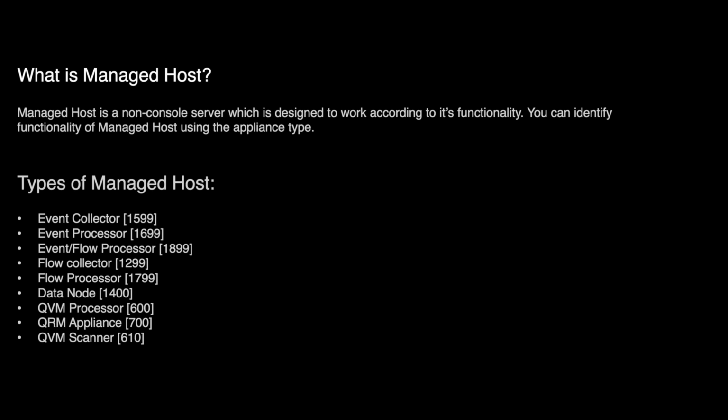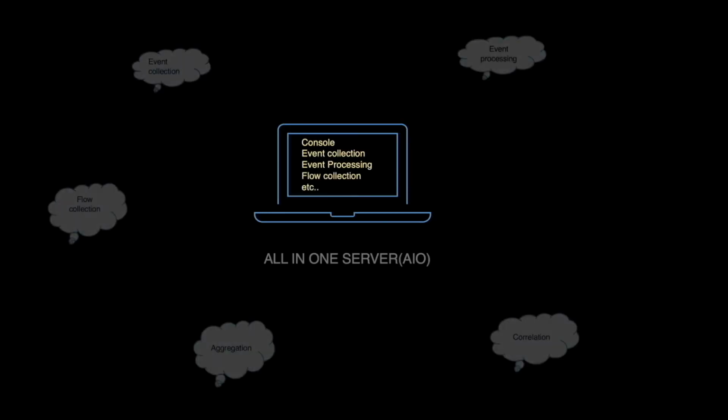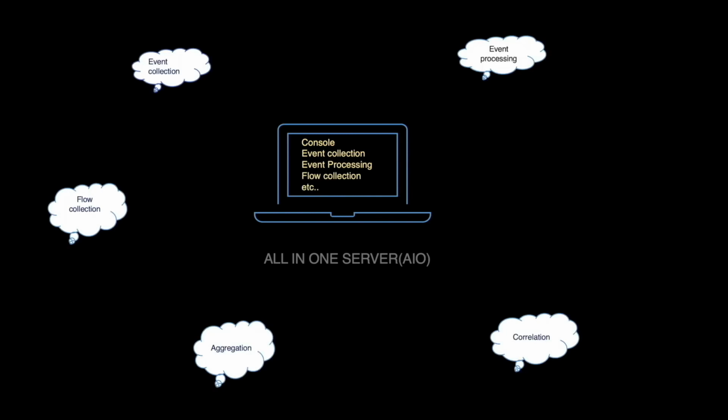Now the question comes, why do we need a managed host in the deployment? We know that an all-in-one system performs collection of events and flows. It also does normalization, correlation, aggregation, performing responses, and the rest of the QRadar functions. To get more information about AIO, please refer to the QRadar architecture video. The link is mentioned in the video description.